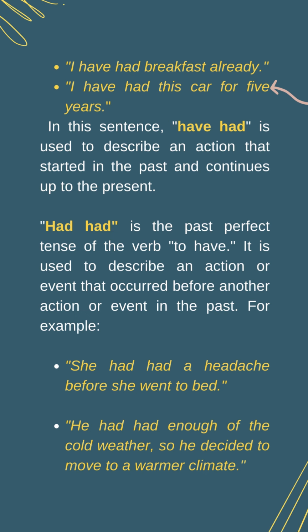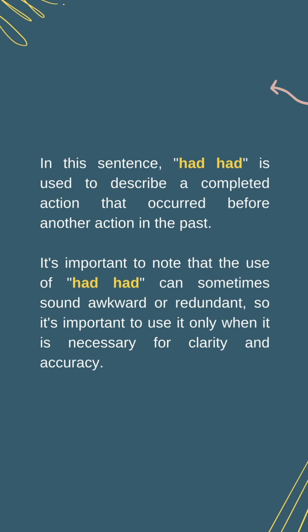It is used to describe an action or event that occurred before another action or event in the past. For example, she had had a headache before she went to bed. He had had enough of the cold weather, so he decided to move to a warmer climate. In this sentence, had had is used to describe a completed action that occurred before another action in the past.